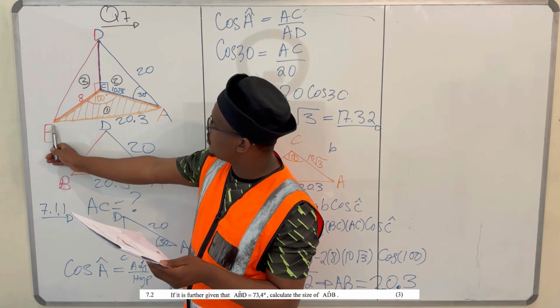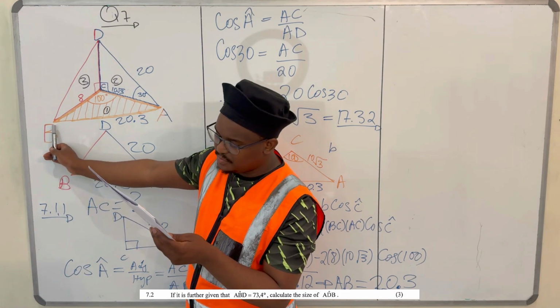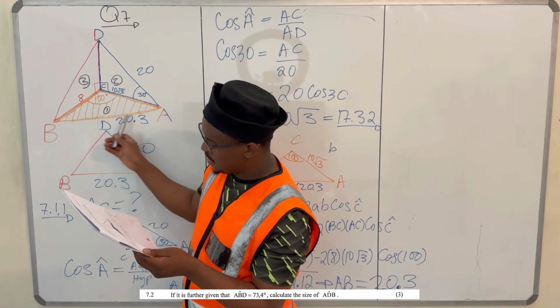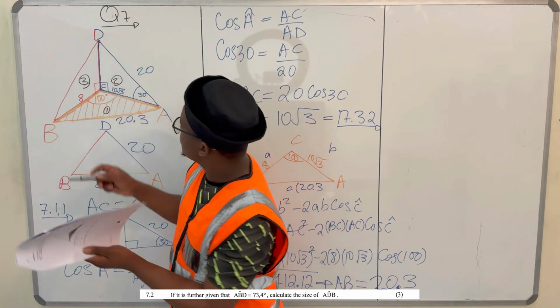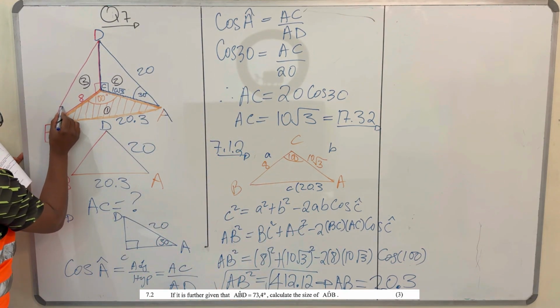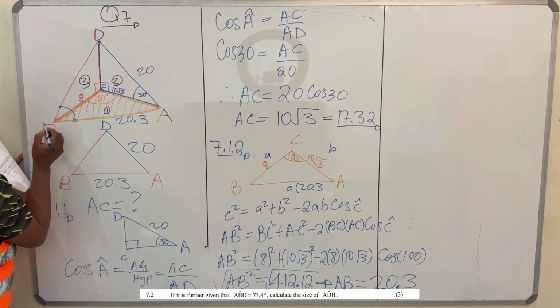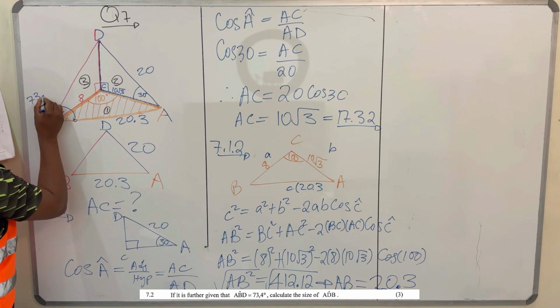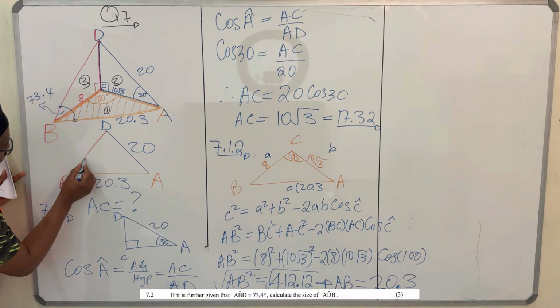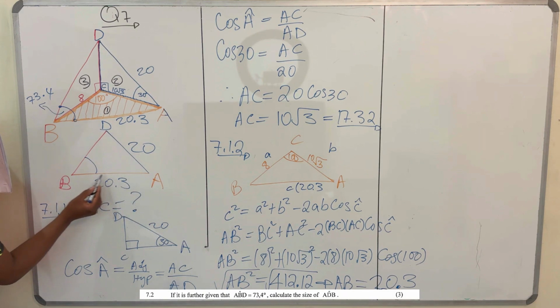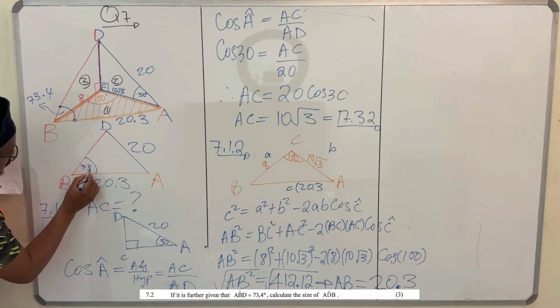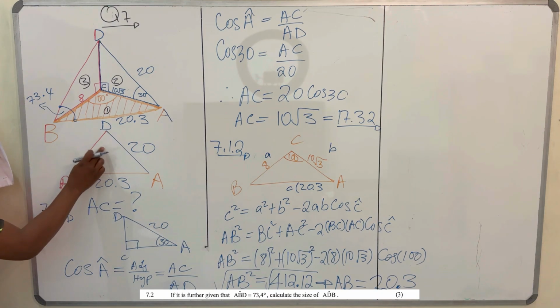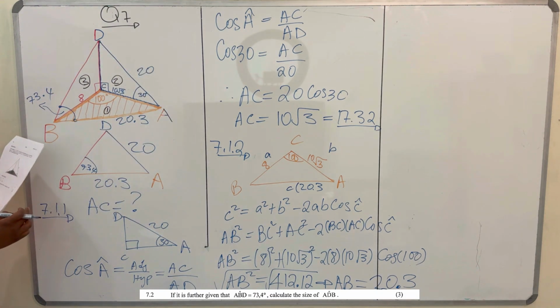So they're saying angle B, which is this angle here, between AB and BD. We are given that this angle here is equal to 73.4, which is the same as this angle here. The angle between AB and BD is 73.4, because this triangle is the big triangle. No problem. So they want us to find angle D.